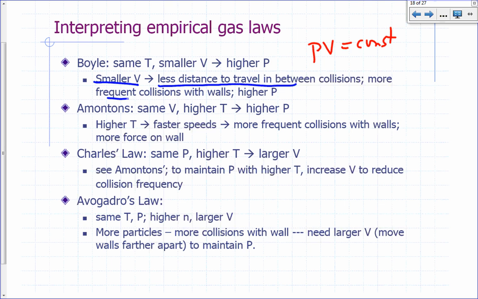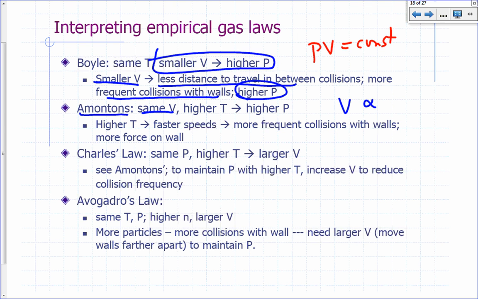And so they're going to have more frequent collisions with the walls, then that would lead to higher pressure, which is what we observe, okay? Hamilton's law says that for a given volume, pressure is directly proportional to temperature. The higher the temperature, the higher the pressure.